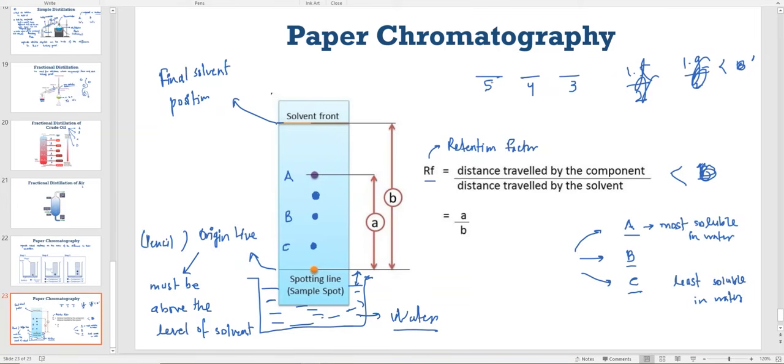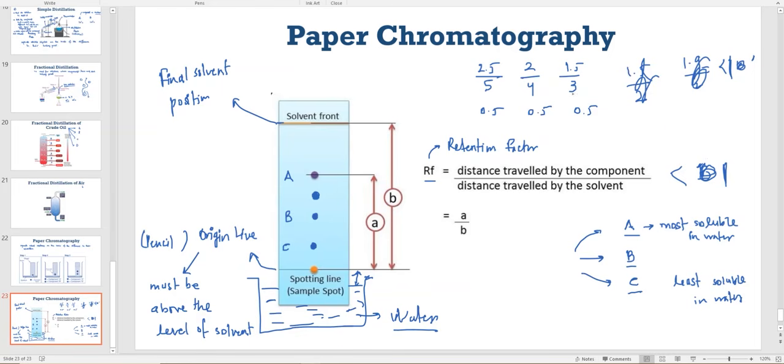So if 5 is the distance traveled by solvent, 2.5 is the distance traveled by dye. If 4 is the distance traveled by solvent, 2 will be the distance traveled by dye. In both the cases, the answer would be 0.5. So the value will always be less than 1.